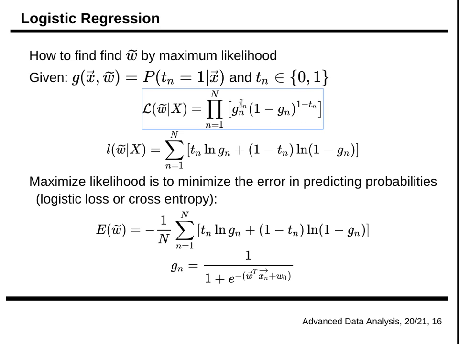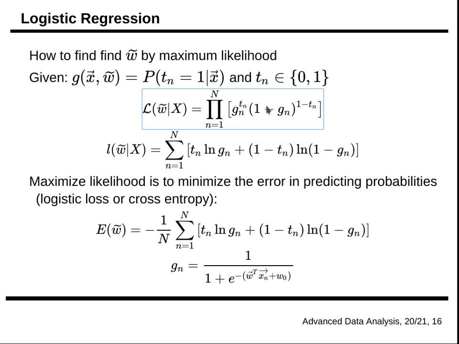So if the class is 1, it's this term here that counts, because 1 minus 1 is 0, and anything raised to 0 is 1, so it doesn't change anything in the product. If the class is 0, then it's this one that is counting, and we are multiplying all these probabilities that our function is giving us for the points to belong to each class given their features. So this is what we want to maximize.